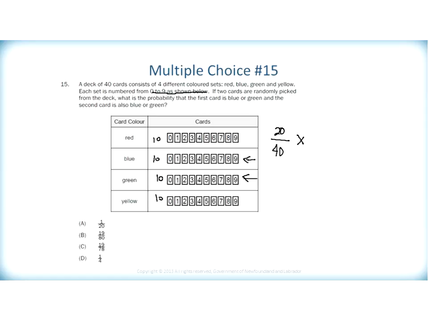Now what's left in the deck, let's assume we picked one of those 20 cards. We must assume that we picked one of the 20 cards. And so now there is only 19 left in the deck. So it's going to be 19 cards over, and there's only 39 cards left. This will give us, when we multiply, of course, this is actually 1/2 times 19 over 39. This will give us 19 over 78, which would be C.